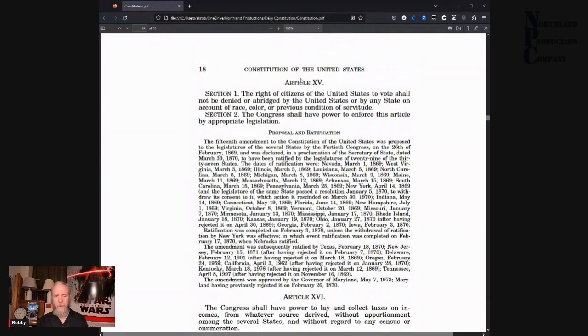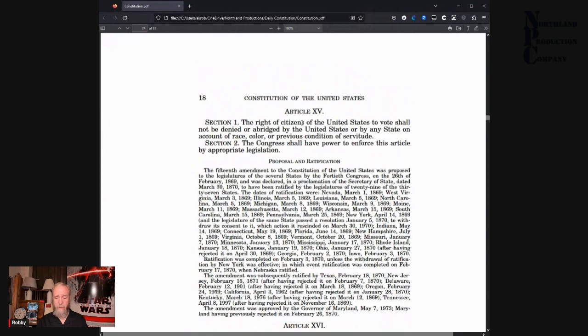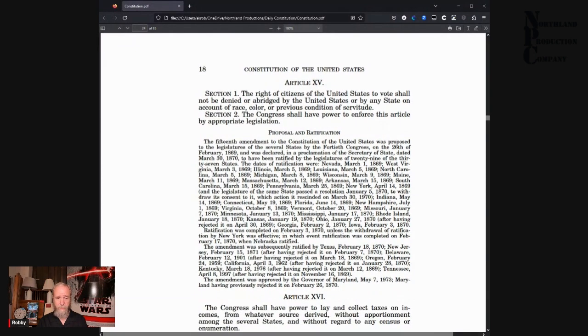So Article 15, Amendment 15, Section 1, the right of citizens of the United States to vote shall not be denied or abridged by the United States or by any state on account of race, color, or previous condition of servitude. So pretty simple. Congress shall have power to enforce this article by appropriate legislation. Again, putting it in Congress's hands to pass legislation.